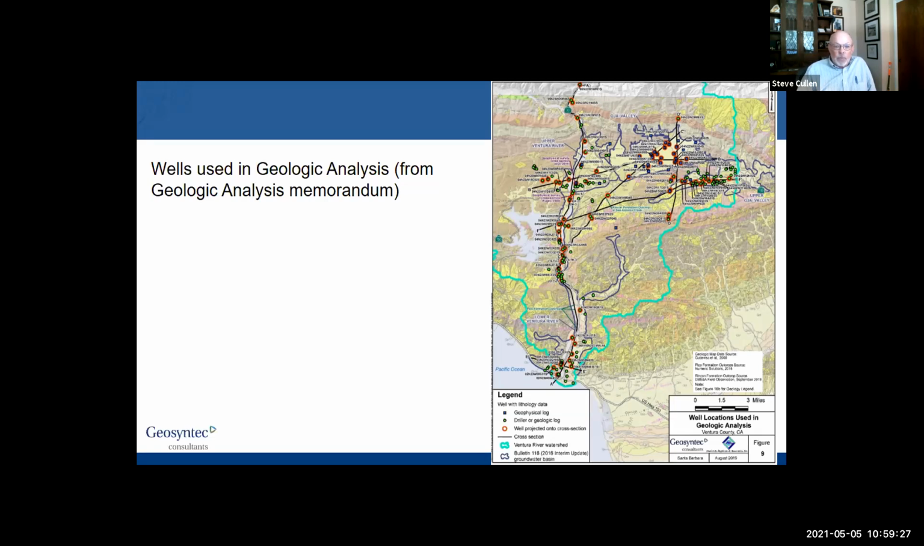Where multiple wells are present in the same general location and would overlap if projected onto the cross sections, the well with the most detailed geologic log available was projected. All well logs, of course, used in this geologic analysis have been compiled and are available on request. Ground surface elevation was based on LiDAR data that was obtained from the Ventura County Public Works Agency where it was available. And otherwise, we used digital elevation data published by the USGS.